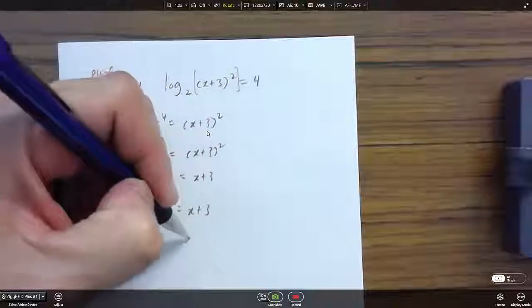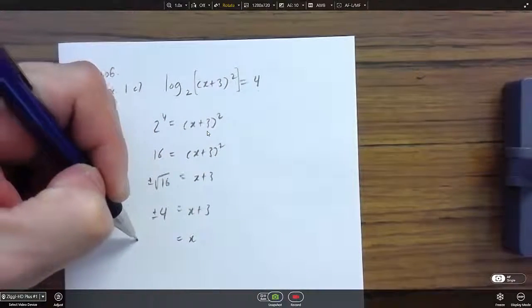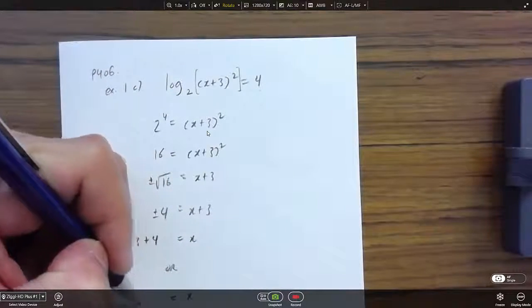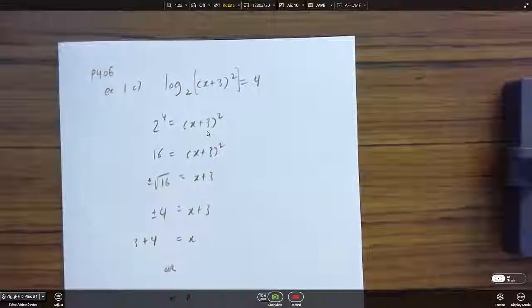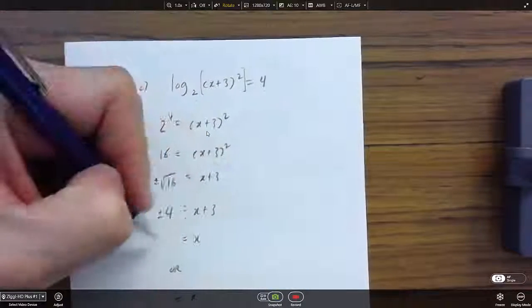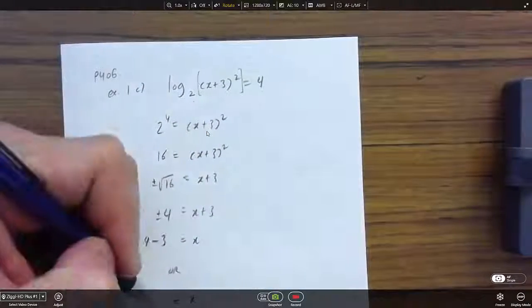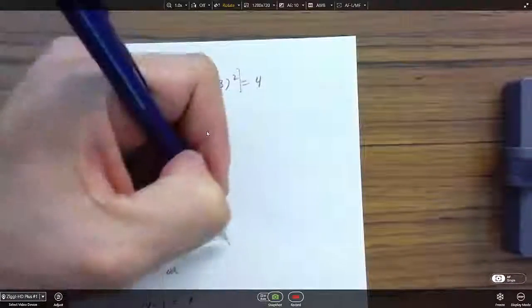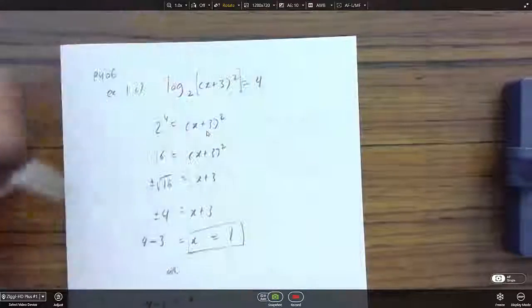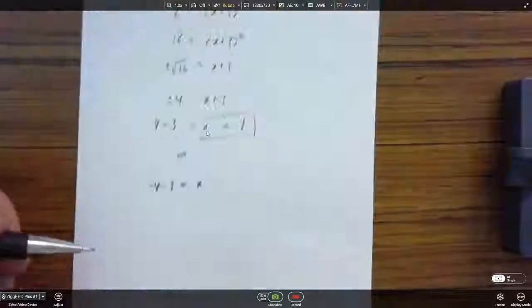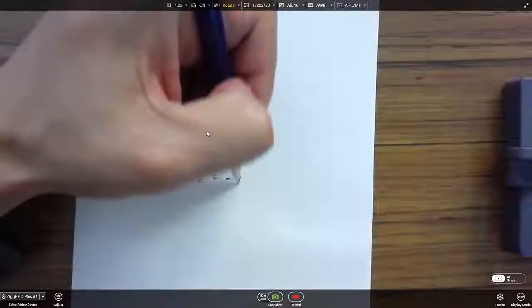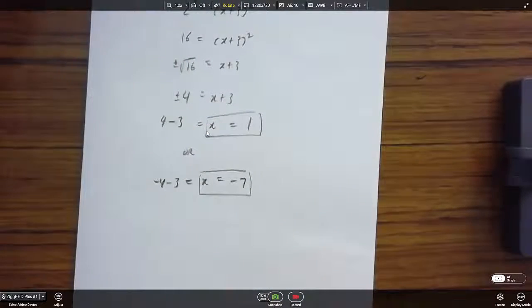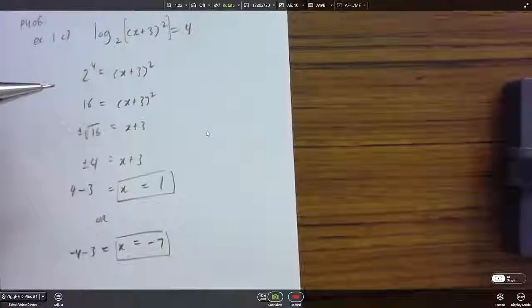And so we get x is equal to 4 minus 3, or x is equal to negative 4 minus 3. So what is the answer? X is going to be 4 minus 3 is 1 as a possible answer, and negative 4 minus 3 is going to be negative 7. So this is our other possible answer, which we should verify. It's a very good idea to verify your answers.